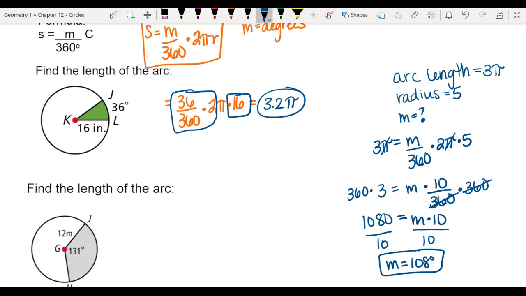When you get to those, okay, if you need help, just let me know. These types will not be on your test, but they are on your IXL. Okay? So, go ahead, flip to the back.